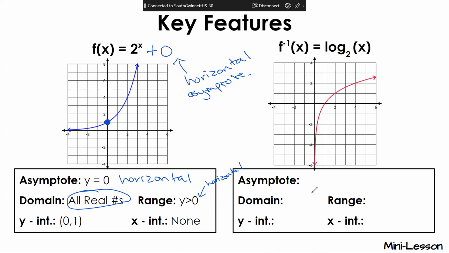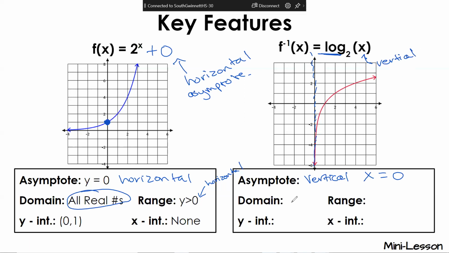All right. Ready? We have log, which means that we're going to have a vertical asymptote. Notice how we had a horizontal for exponential. For log, we're going to have a vertical, and that's going to be at x equals 0. If you look at the graph, right here, there is a vertical asymptote. You can also see in your equation that it's added nothing inside here. So x plus nothing. So that's going to also be your vertical asymptote.